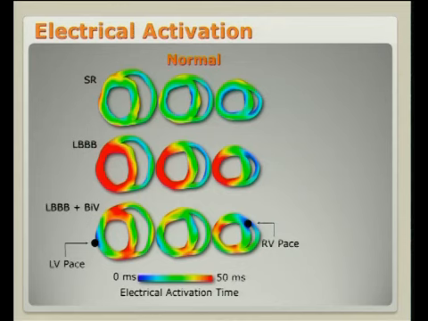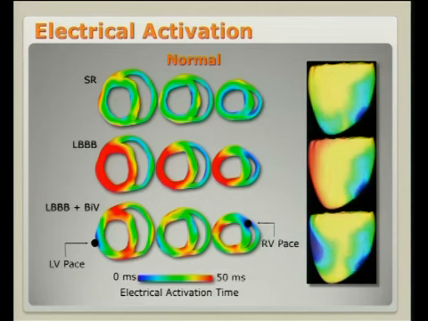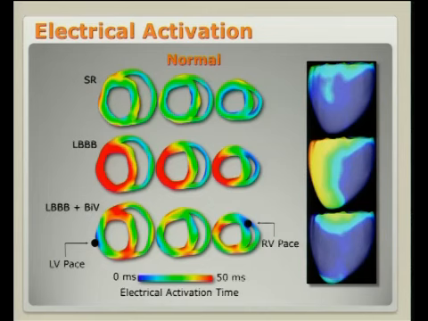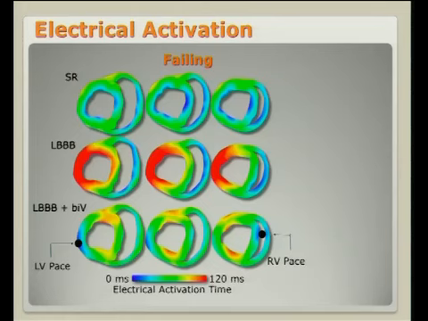So here again are the electrical activation maps. I've shown you this before, and now I'm adding maps for LBBB and biventricular pacing, which you see here. In LBBB, you have a late activation of the left ventricular wall, which is corrected by this biventricular pacing here. These are the movies of electrical activation that correspond to these maps. You can see the late activation here and the correction by the biventricular pacing.